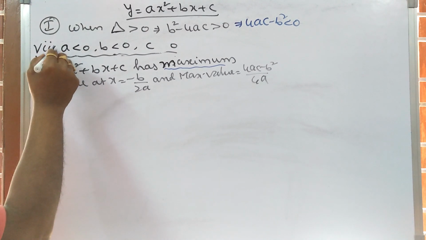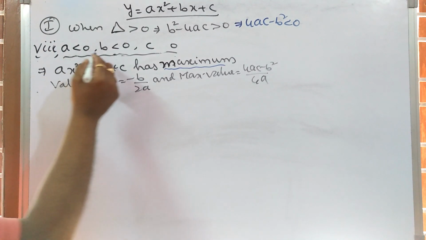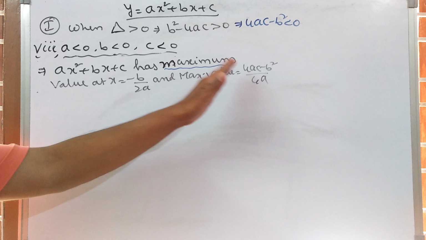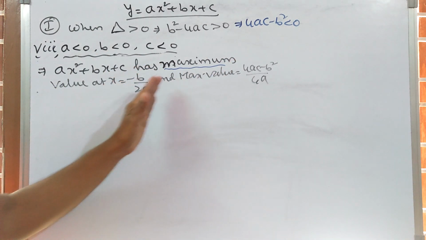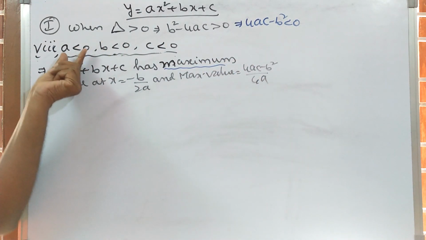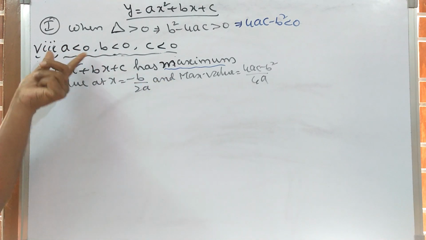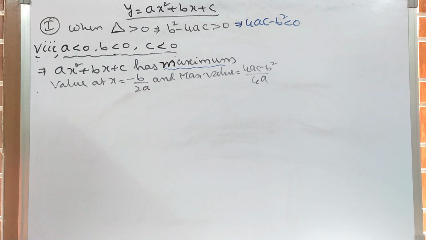Right, let us go for the eighth graph. A less than 0, b less than 0, c less than 0. Then how will the graph be? Let us see. Ax square plus bx plus c has maximum value at x equal to minus b by 2a, and the maximum value is equal to 4ac minus b square by 4a. Why? Because a is less than 0. If a is less than 0, it becomes a maximum value. If a is greater than 0, it becomes a minimum value.